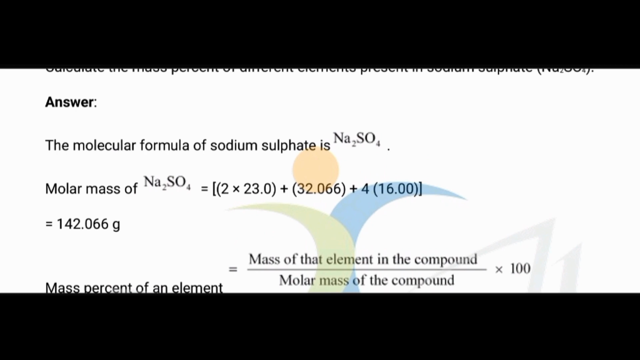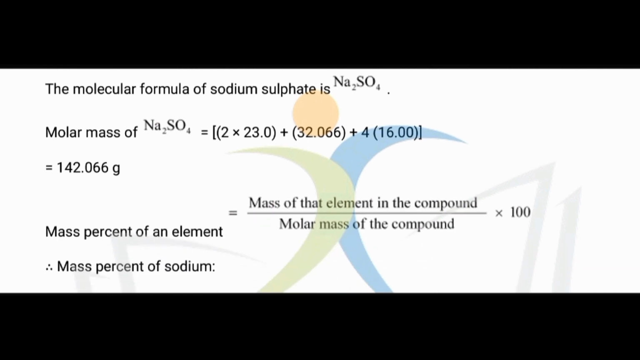So if we want to calculate the percentage of sodium, firstly we have to calculate the molar mass of sodium sulfate, that is 2 into 23 plus 32 plus 4 into 16. Sodium mass 23, sulfur mass 32, oxygen mass 16, but the atoms of sodium are 2, so 2 into 23, sulfur has only one atom, so add 32, and oxygen has 4 atoms, so 4 into 16. So total mass is 142.